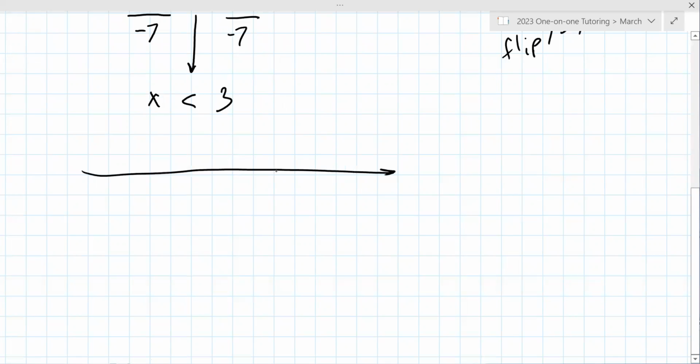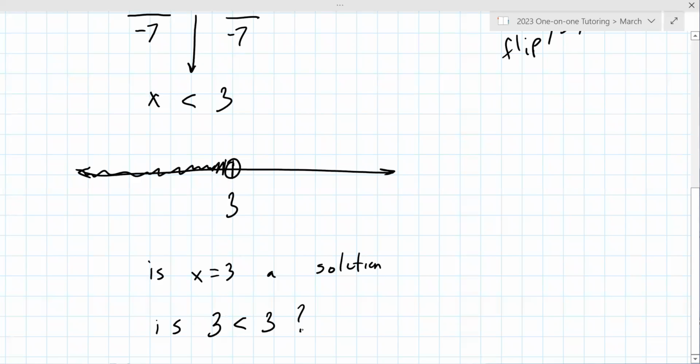All right, so on a number line here, here's 3. Is it an open or a closed circle? Do you remember? It'd be an open circle, right? Very good. And then to the left. Fantastic. So now the next thing it asks here is is x equals 3 a solution. You can put that in for x. So you're really asking this question, is 3 less than 3? No, so this is false. So you would say not a solution.